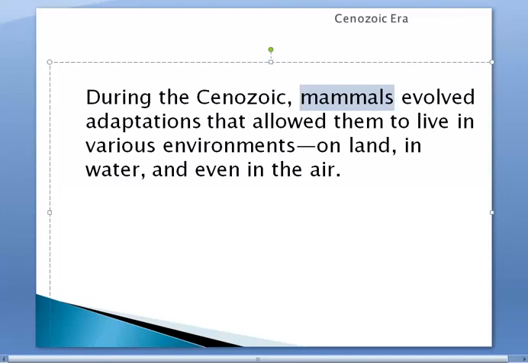Mammals were around when the dinosaurs were around. They were just very small, and they kind of had to live underground most of the time, because if they ever showed themselves, they probably would have been eaten by the bigger, faster, stronger dinosaurs. However, during the Cenozoic, since there were no dinosaurs around, the mammals took over. They could live on land, in water, and even in the air. If you've ever seen a bat flying around, those are our winged mammals. Bats are not birds, they are actually mammals.